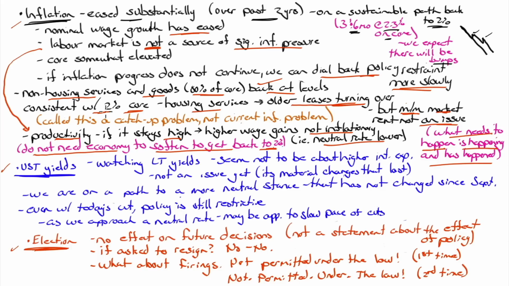80% of it consistent with 2% core, on a sustainable path back to 2%. Labor market is not a source of significant inflationary pressure. We do not need the economy to soften to get back to 2%. What needs to happen is happening and has happened. Job done. I would look for December for a 25 basis point cut, and probably the first two meetings of 2025, I'd look for 25 basis points there as well, and probably another two through 2025. So one more this year, four next year.